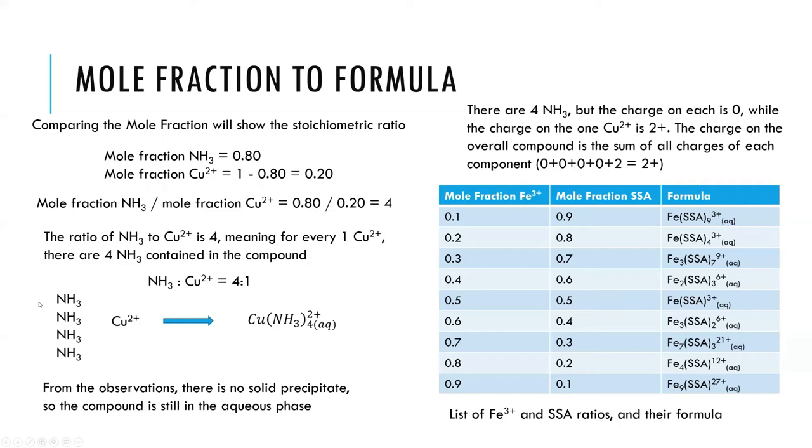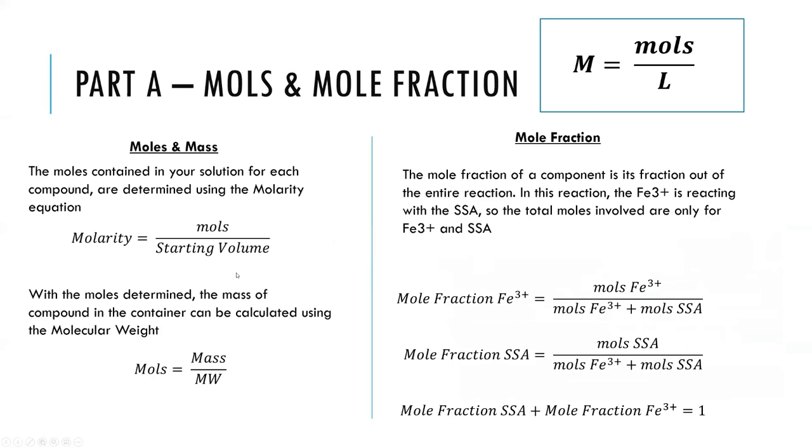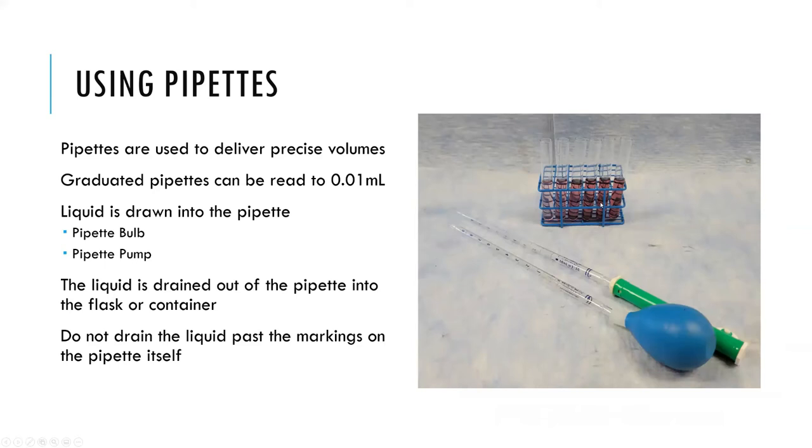So if you have 4 ammonias and 1 copper in the final product, you would have this particular format: 1 copper, 4 ammonia molecules. And you'll notice in your observations, in the lab setting where you're working with the iron and the SSA, there is no solid precipitate. If you look back at those previous solutions, these are purple solutions. They are not any precipitate. They are clear. You can see through them. They just have a color change.